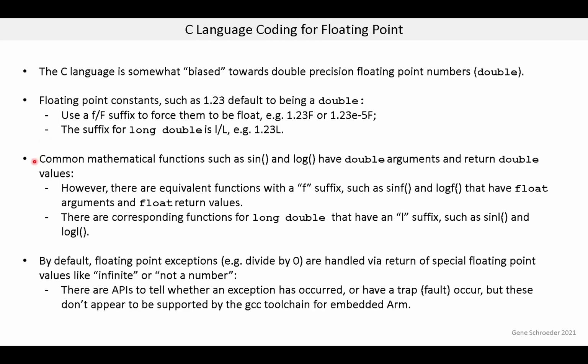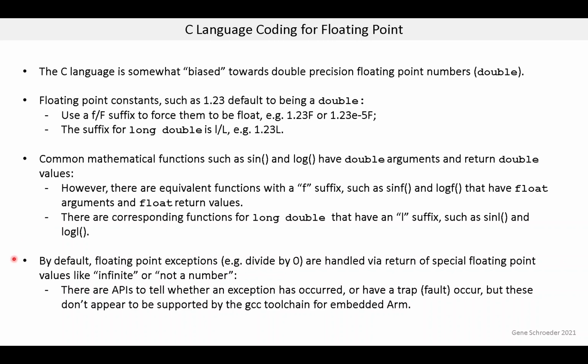The other thing is that common mathematical functions such as sine and log have double arguments and they return double values. However, there are equivalent functions with an f suffix such as sinf and logf that have float arguments and they return float values. And there are also functions for long double that use the L suffix. It's up to you to choose the correct function. Again, if you aren't careful with this, you might get code that is not as efficient as it could be.